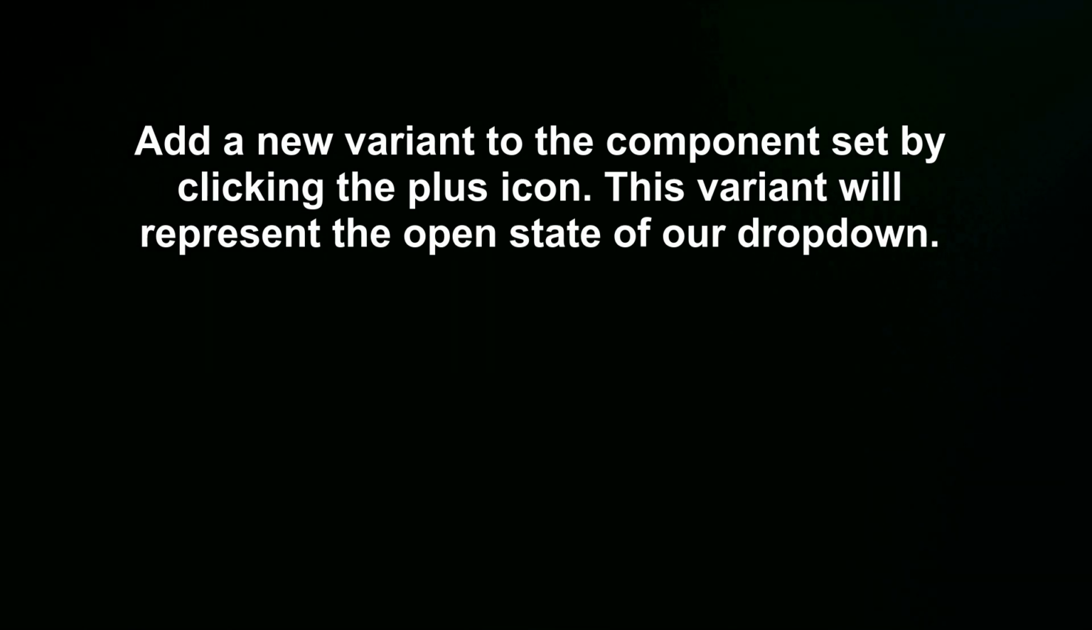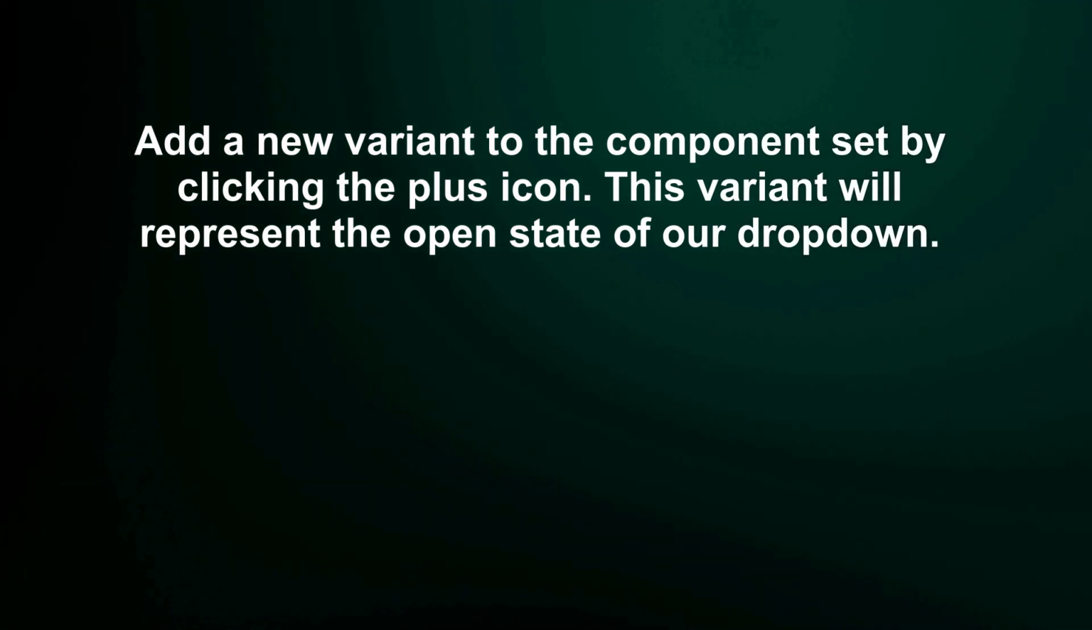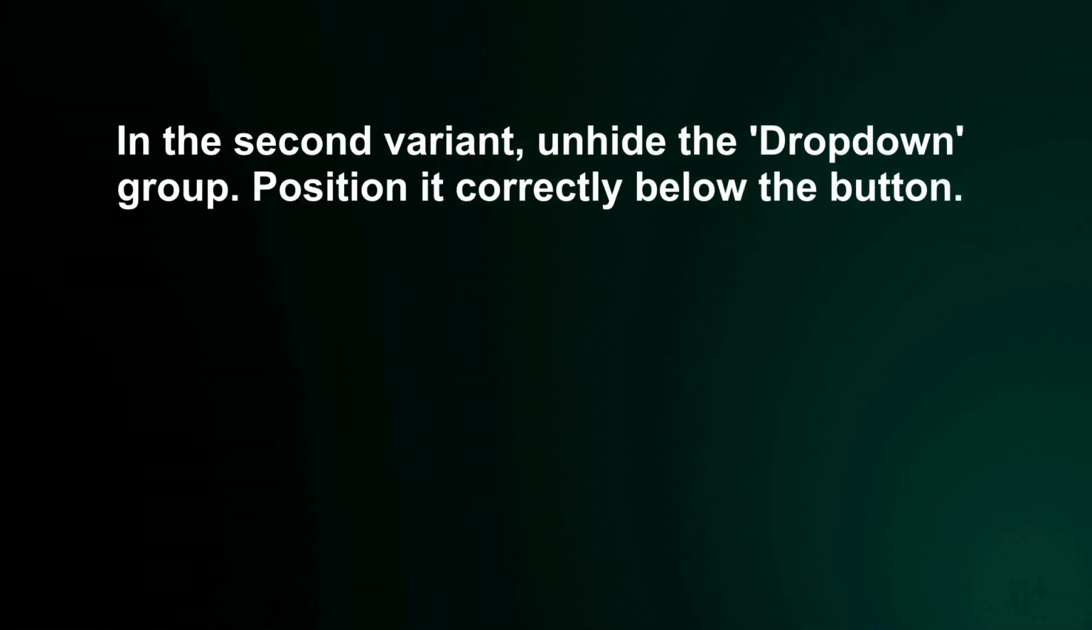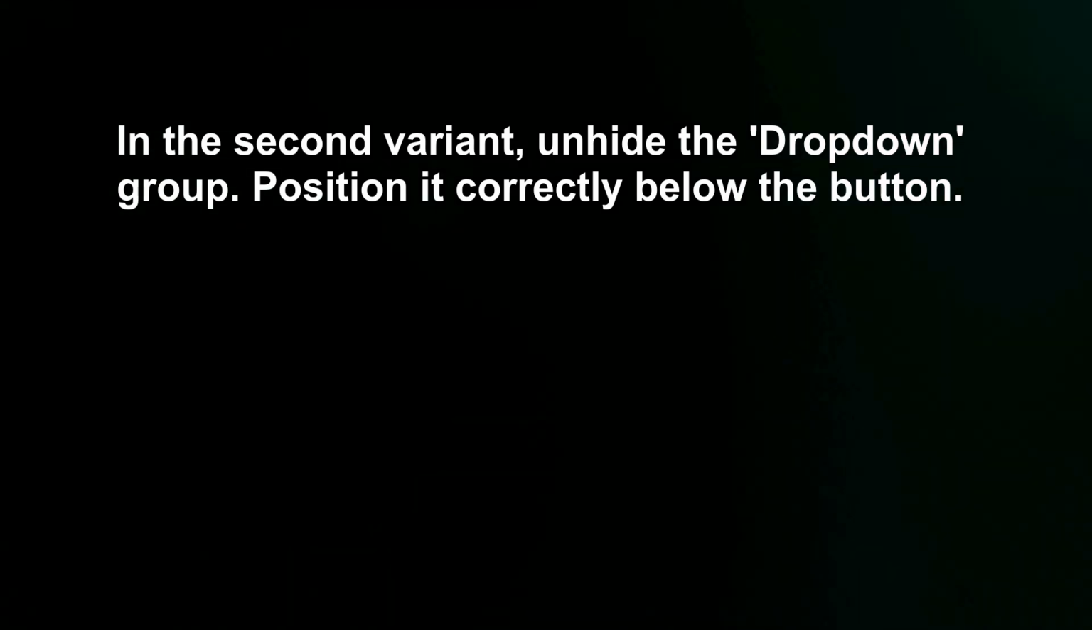Add a new variant to the component set by clicking the plus icon. This variant will represent the open state of our drop-down. In the second variant, unhide the drop-down group. Position it correctly below the button.